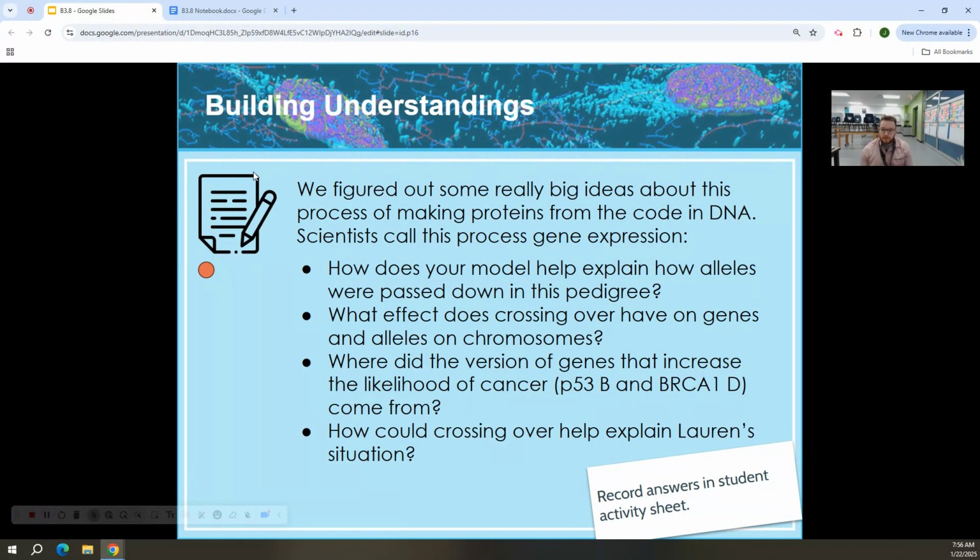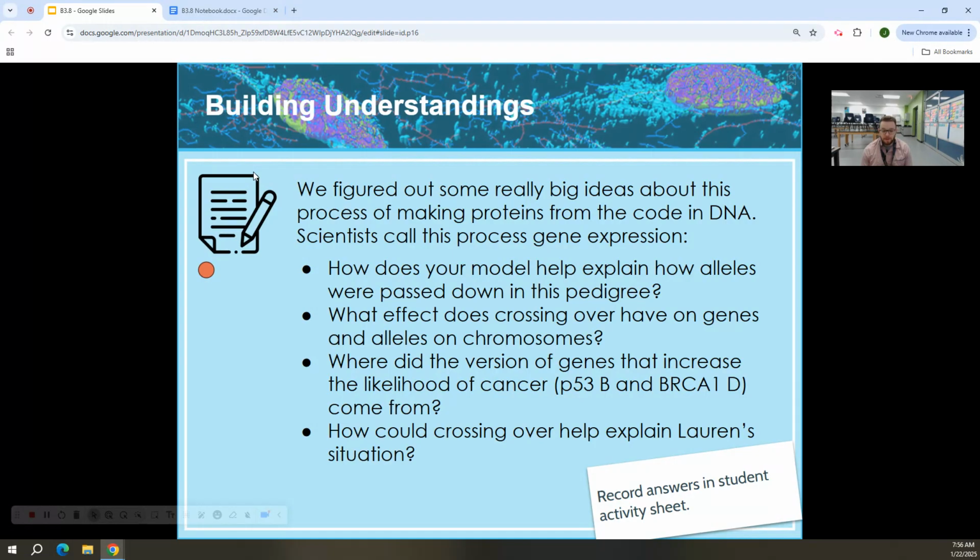Okay, so we're going to work through these in your group. I'm going to give you some prompts to help you, and then you'll check them off with me in our small group discussions. So how does your model help explain how alleles were passed down in our pedigree? After the reading, how did you use that model to help show how it's possible to have these different combinations of alleles that we hadn't seen before?